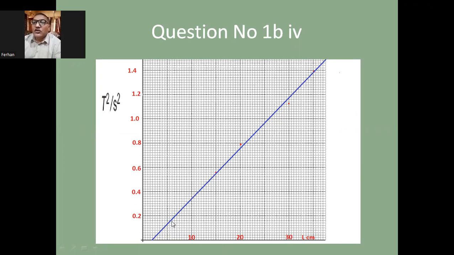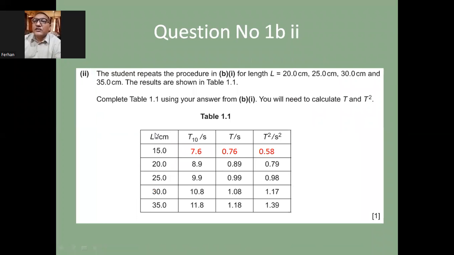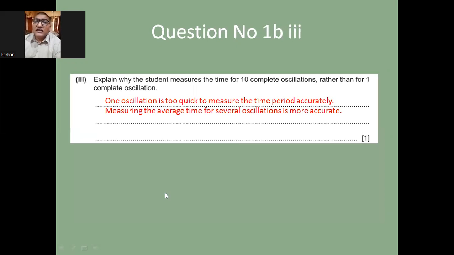So I plotted the points. Here is the point for 15. Here is the point for 20. Here is the point for 30. Here is the point for 35. So I'm using this table. If you see from this table, the L values are on the x-axis, and the t square values are on the y-axis. The maximum value of t square is 1.39. It's starting from 15, and the maximum L value is 35.